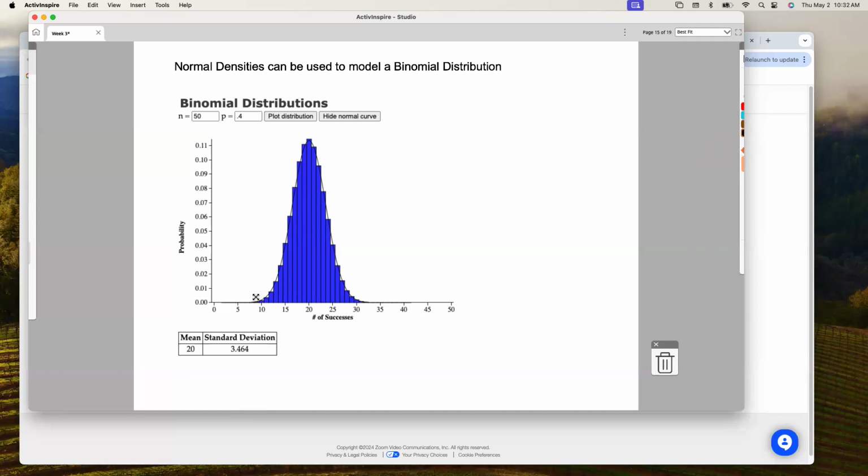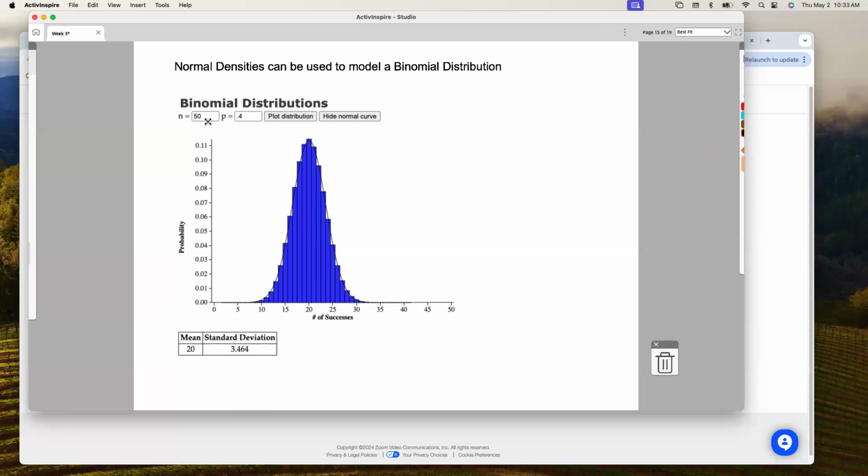Here I have it plotted. Notice we can even model binomial distributions with a normal curve. And that gets to be very, very useful when n gets large. Now, if n's small, the normal approximation to it is not very good. And there's some criteria for that.